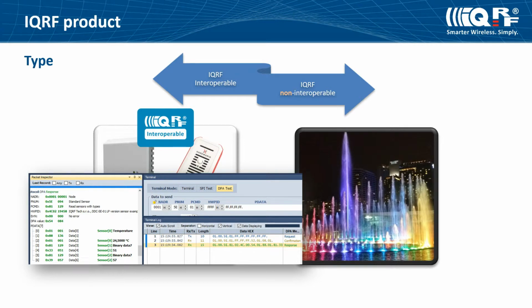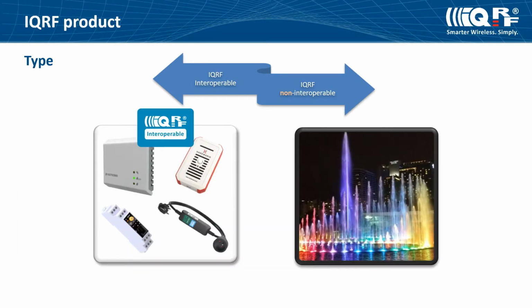Thus, such a device can be easily added to a network consisting of certified devices, and it's easy to communicate with. On the other hand, some devices are so specific and they are not usually intended to be combined with other IQRF interoperable devices. Message format must be then precisely described by the manufacturer to make the communication clear.